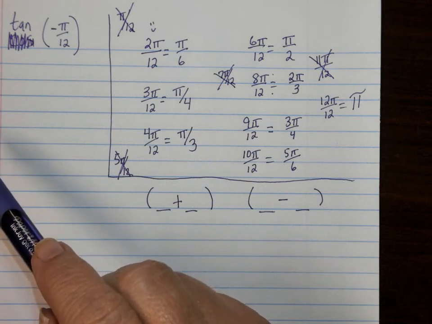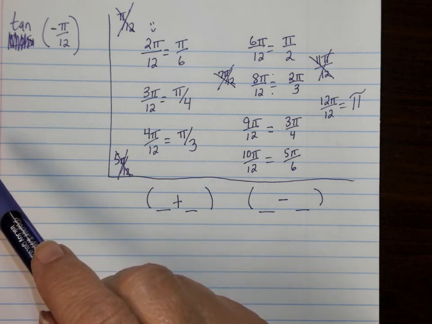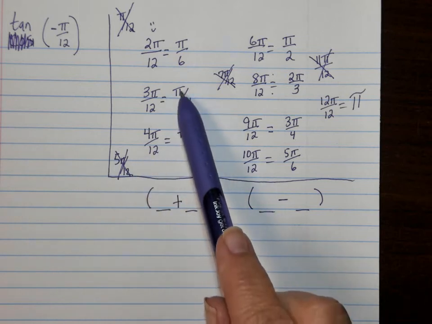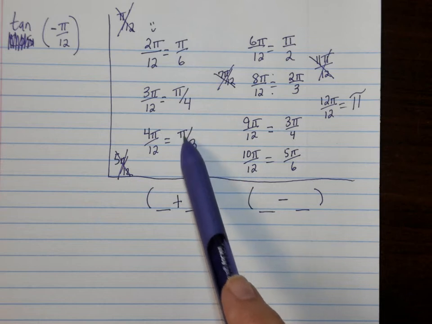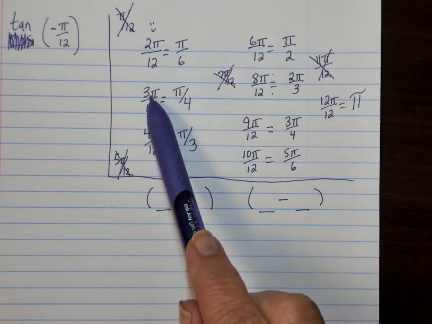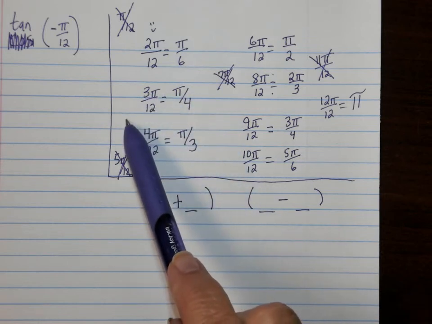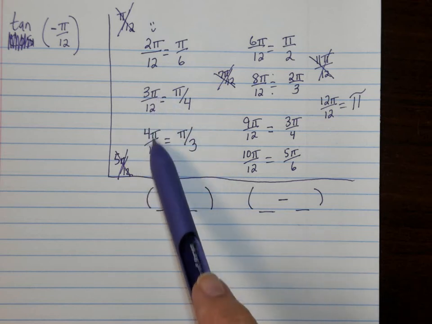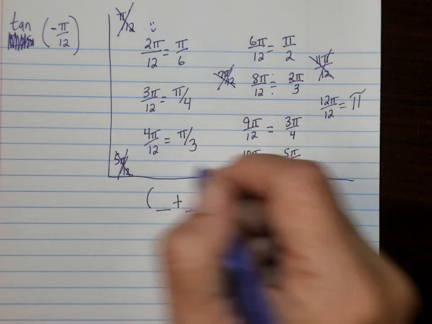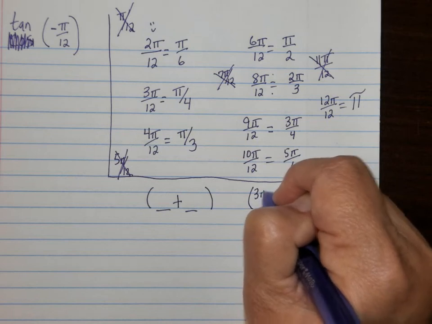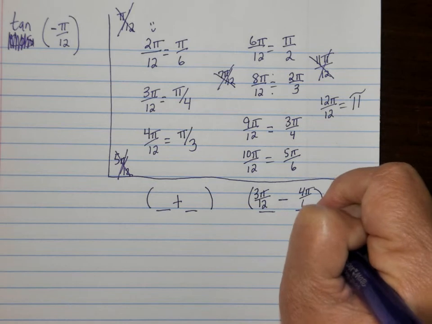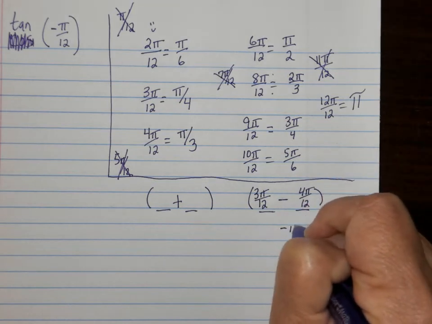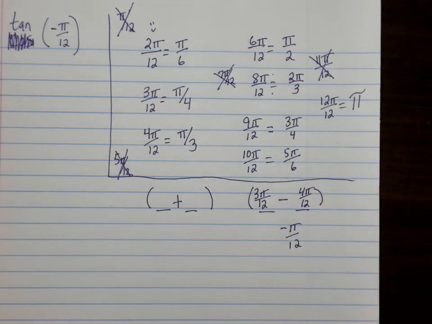So I see a suggestion, pi over 4, take away pi over 3. 3 pi over 12, take away 4 pi over 12. Wouldn't that be a negative pi over 12? I'm just going to write it like this. 3 pi over 12, take away 4 pi over 12. Isn't that going to equal negative pi over 12? Ding, ding, ding!